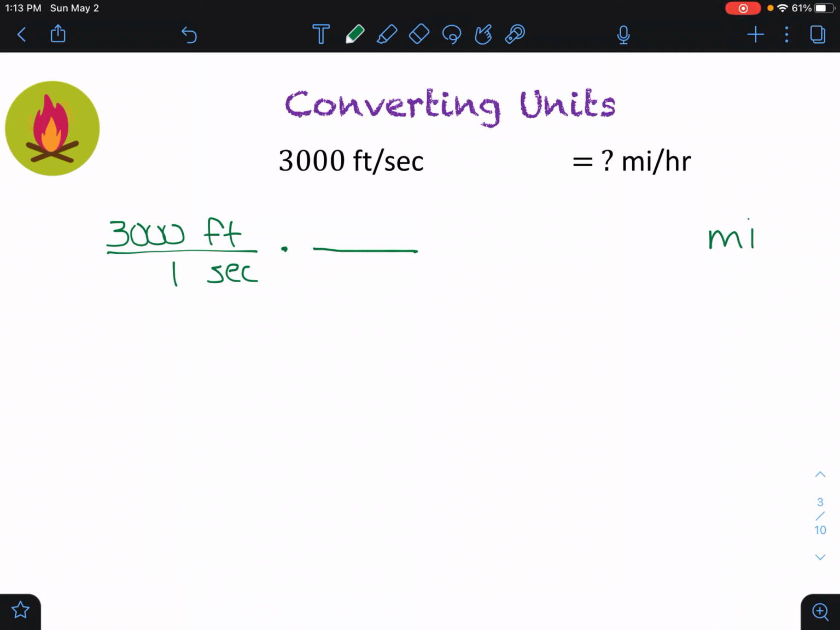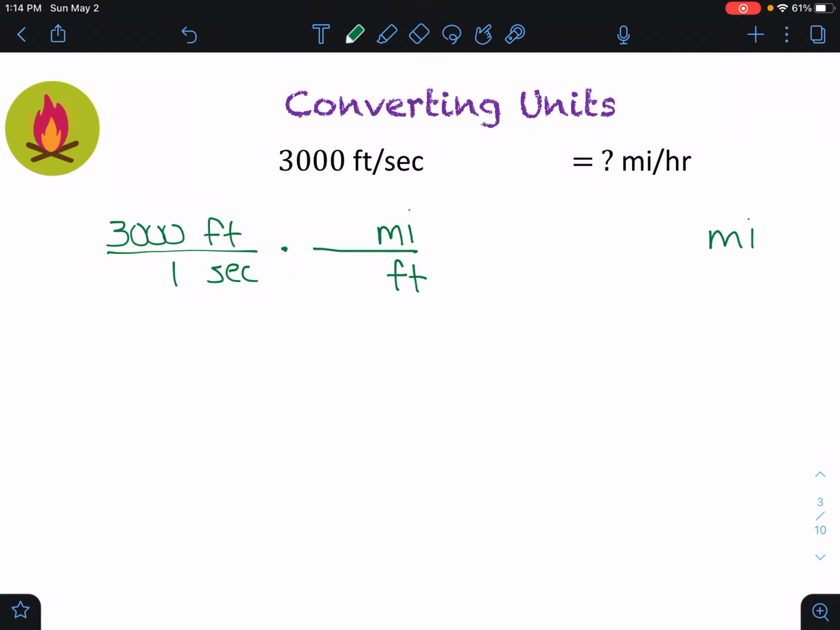Okay, so can I go directly from feet to miles? Well, yes, but where do the feet go? I know that I need the feet to be on the bottom so that they cancel. In order to cancel units, you need one on the top, one on the bottom. So the feet have to go on the bottom. So that means miles are on top.